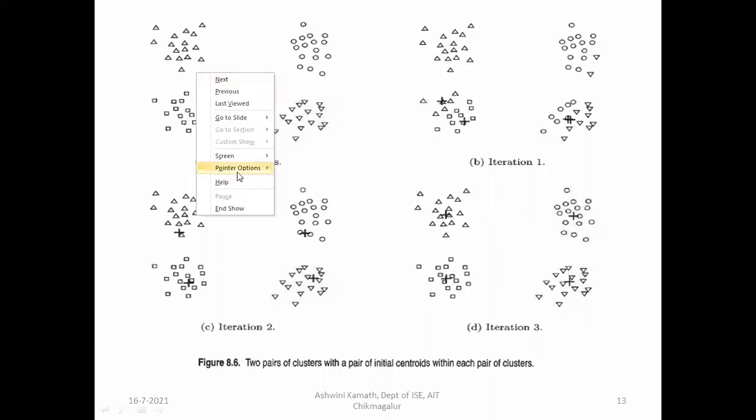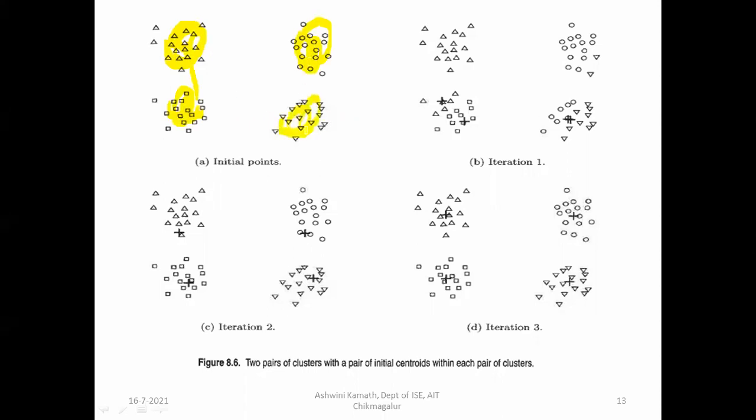So here in 8.6a we have data, right? These two sets of clusters, 1 and 2, are closer to each other, and these other two sets of clusters are closer to each other. Here the distance is more, and here it is nearer. Here we have two pairs of clusters, and for each pair we are considering two centroids, 1 and 2.